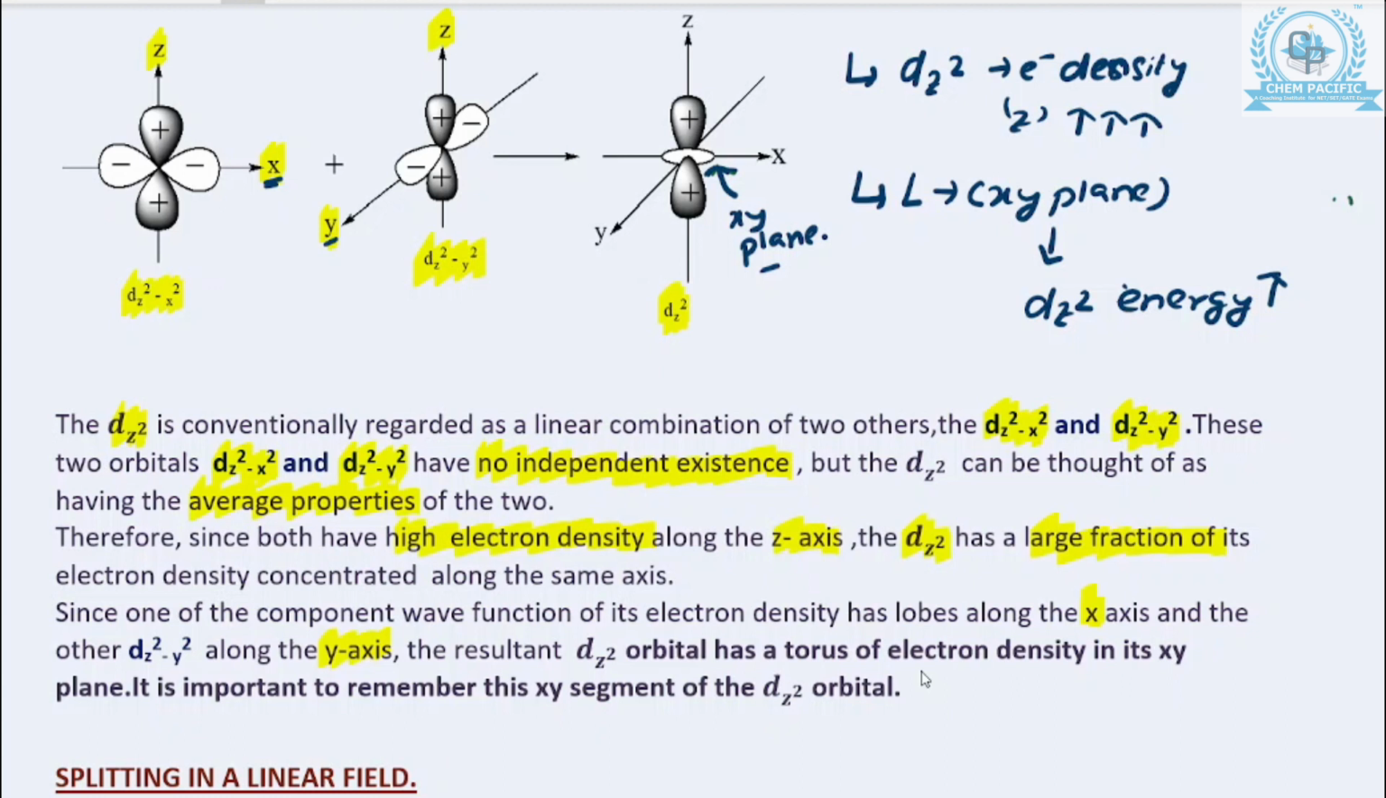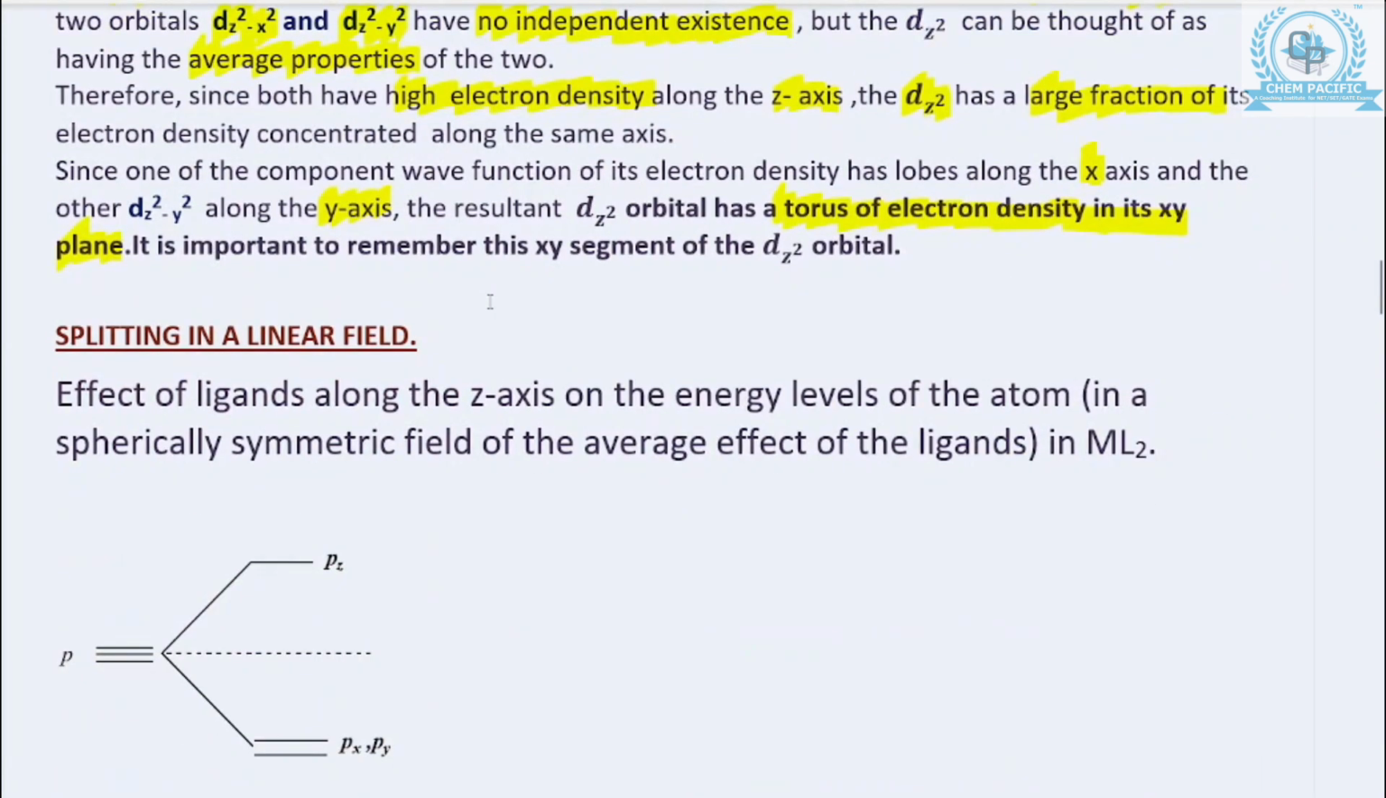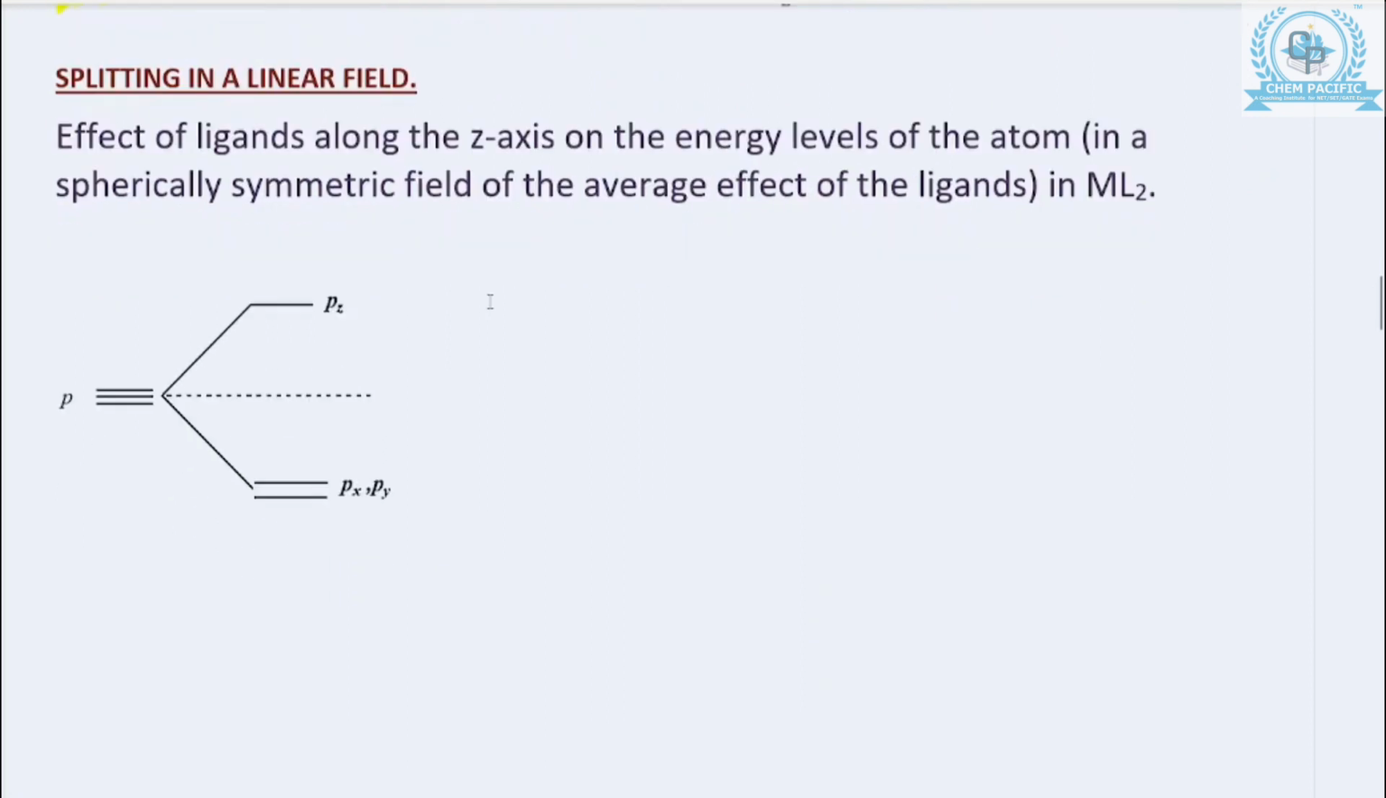Therefore, the resultant जो dz square इन दोनों से बन गया, इन दोनों का linear combination बना है, it has a torus of electron density in its xy plane. इसका मतलब ये है, अगर कोई ligand का approach along the xy plane होता है, then dz square का energy definitely to some extent affected होगा और ये increase हो जाएगा. I hope this is clear to all of you. Clear? Now let's proceed. Now हम splitting in a linear field करने वाले हैं.